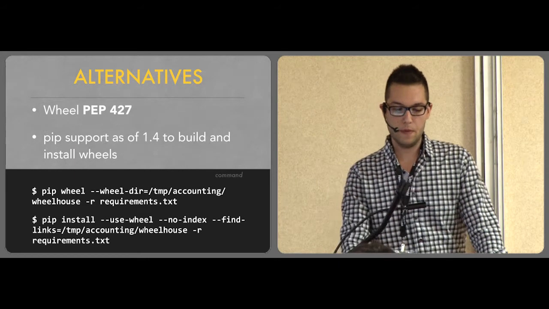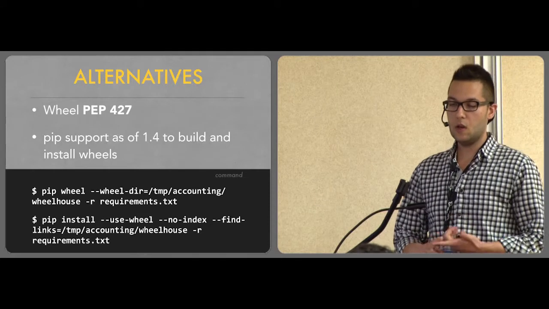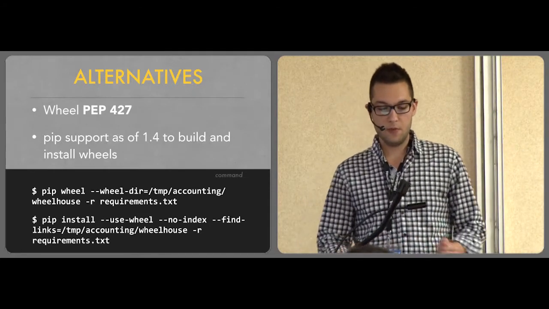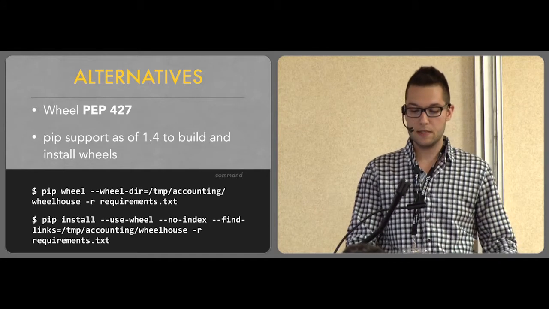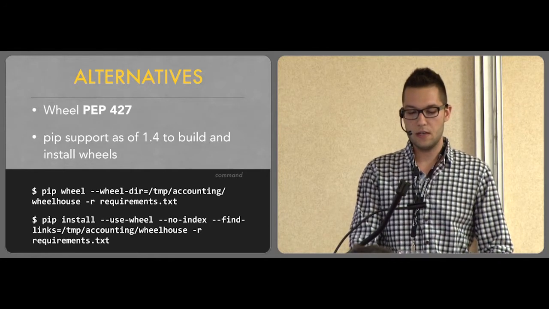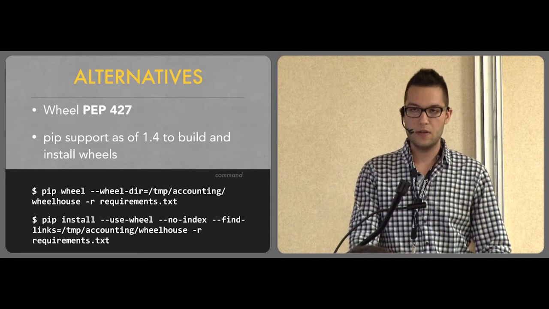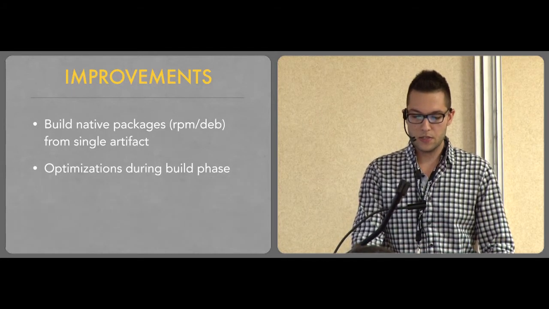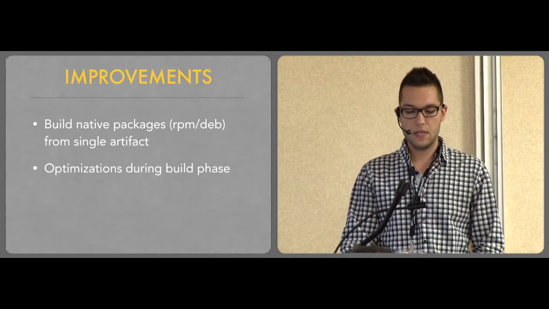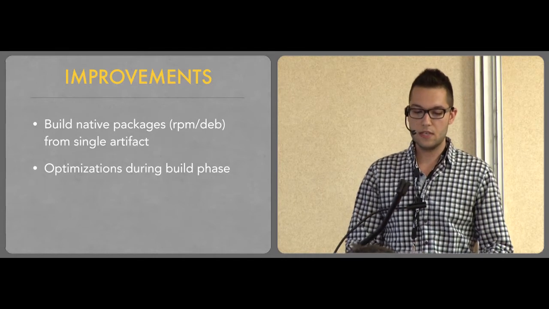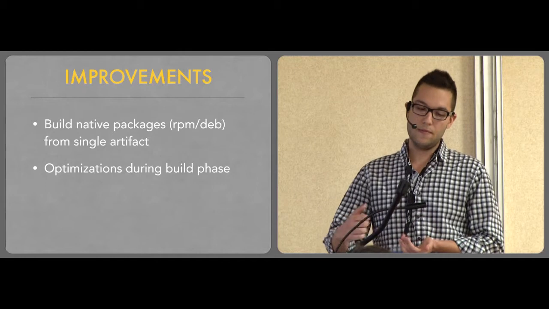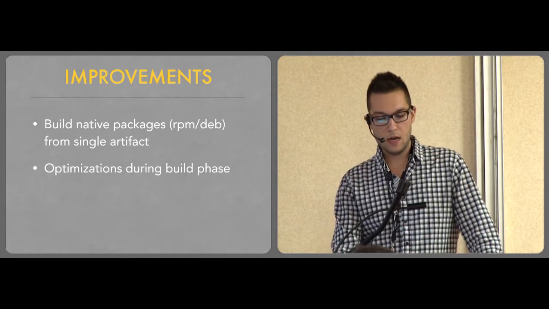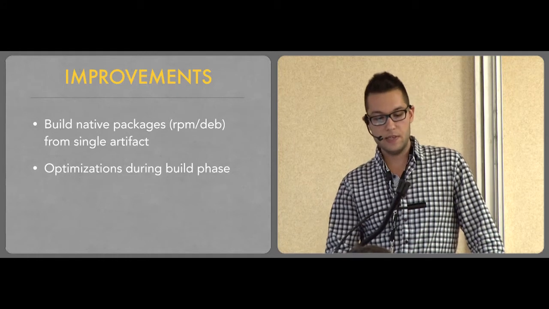It's awesome because you're not locked into a strict path for the actual virtual env, but the downside is that it's still slow. On my local machine for the accounting virtual environment, it took around 8.5 minutes, and for us, that's still too long. So some improvements can be made to the existing process. You can take the single artifact idea one step further and possibly even build native packages, RPM and Debian packages. That way deploys even become easier.